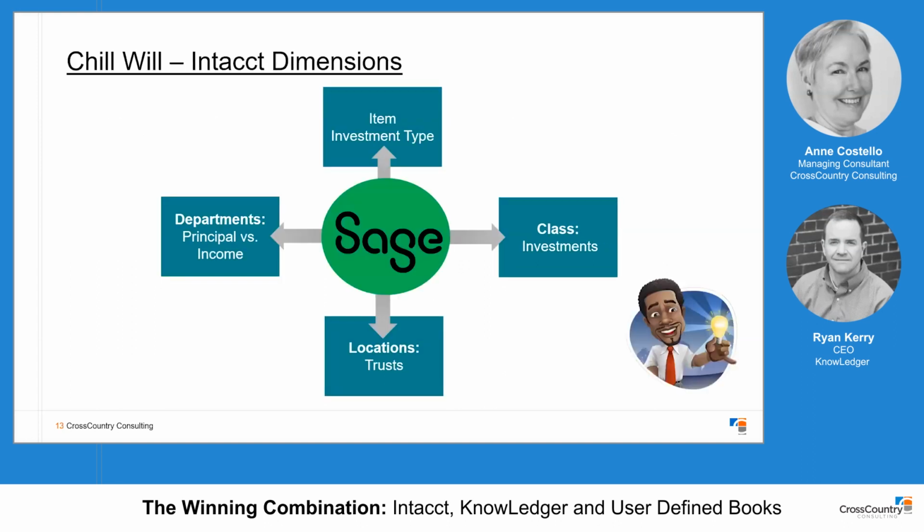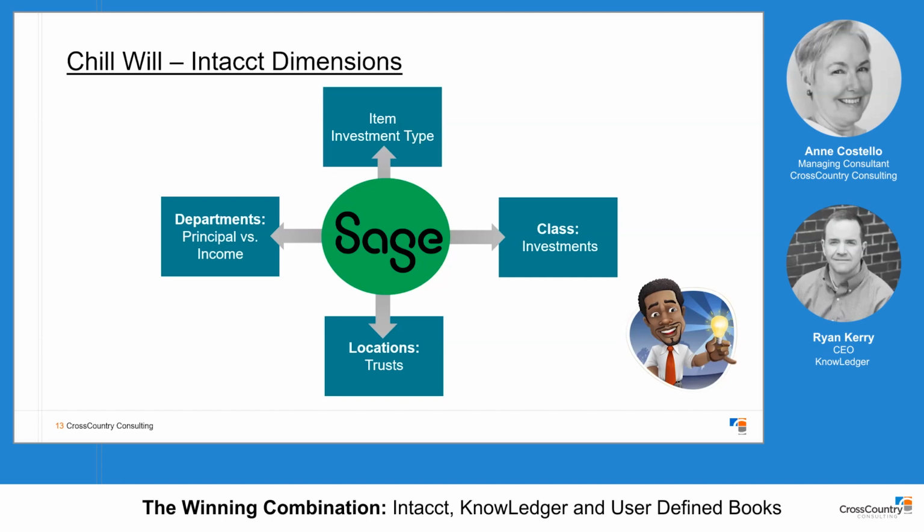Another vocabulary: dimensions. Intacct uses the word dimension to track a field, a category, or any other type of tag that you want to put on your data. One thing that's great about Intacct is you can rename your dimensions.